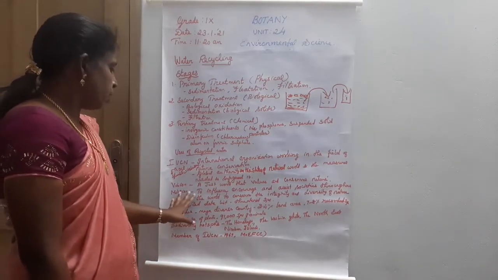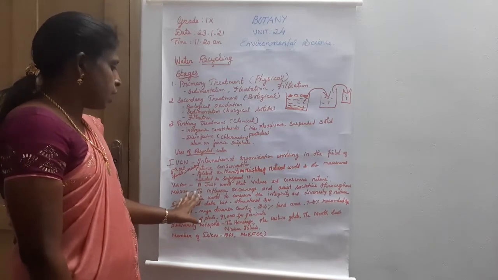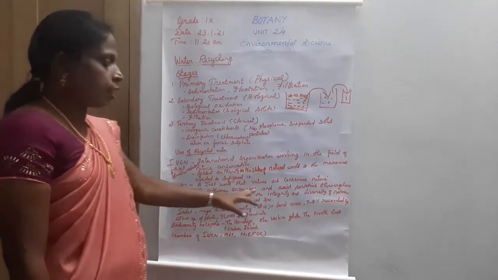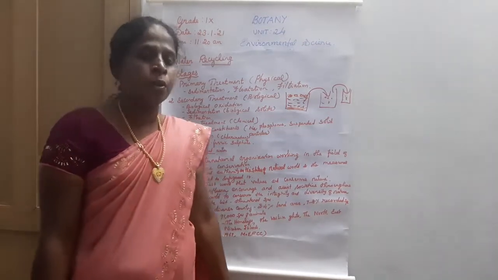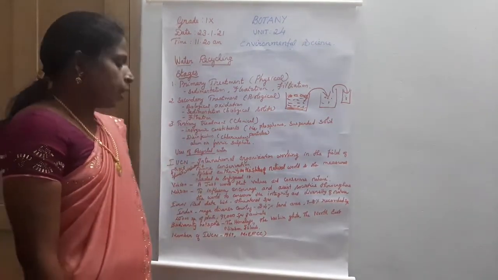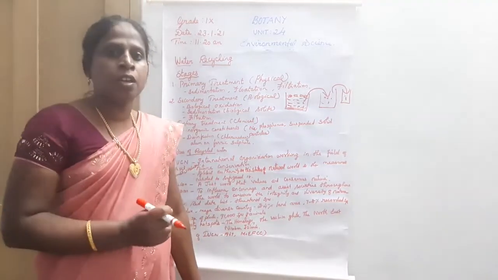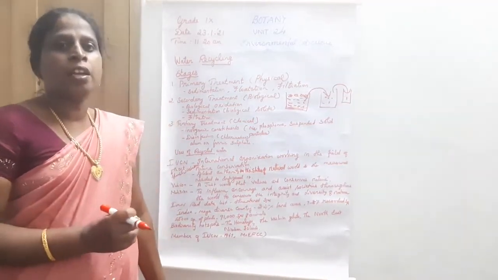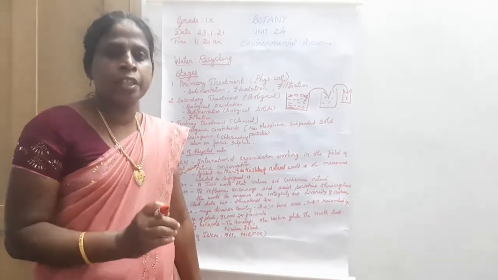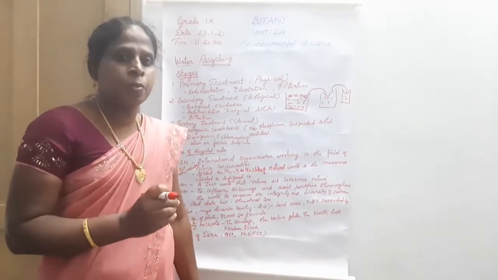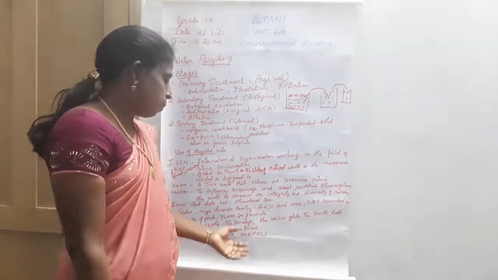The mission of the IUCN is to influence, encourage and assist societies throughout the world to conserve the integrity and biodiversity of nature. The Red Data List is there. They include endangered species, extinct species, and also threatened species.